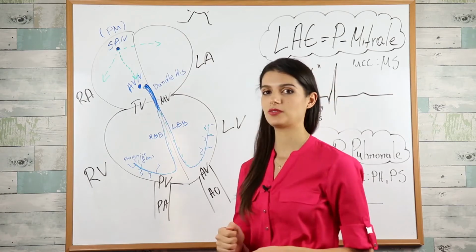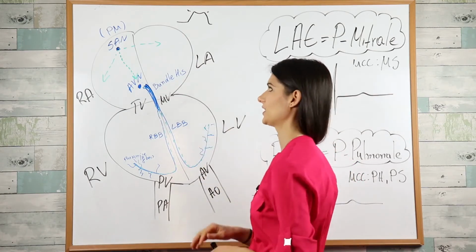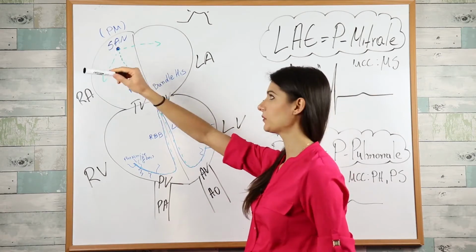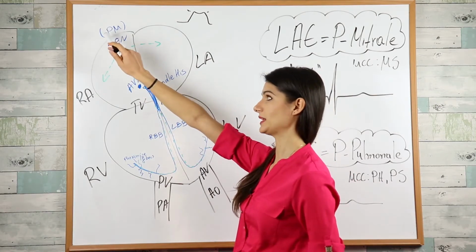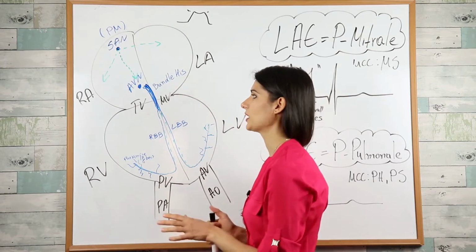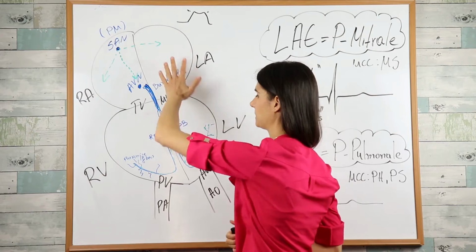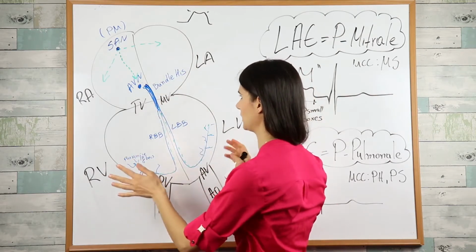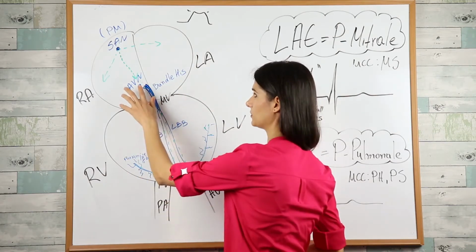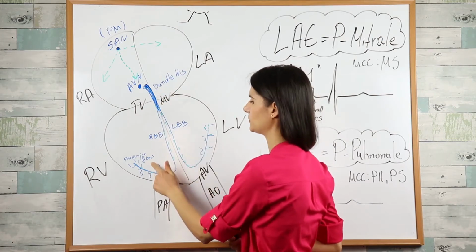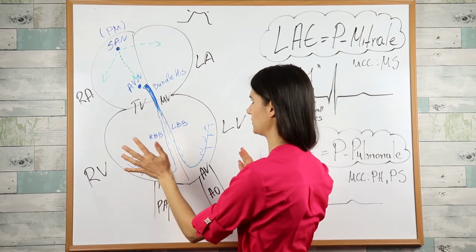Now, where is the impulse generated? It is generated in the sinoatrial node, and it is located in the right atrium. Once the impulse is generated here in the pacemaker of the heart, the impulse travels simultaneously to depolarize the right atrium and left atrium, and after that to depolarize both ventricles, passing through the AV node, through the bundle of His, through the right and left bundle branches, and ending in Purkinje fibers that depolarize both ventricles.